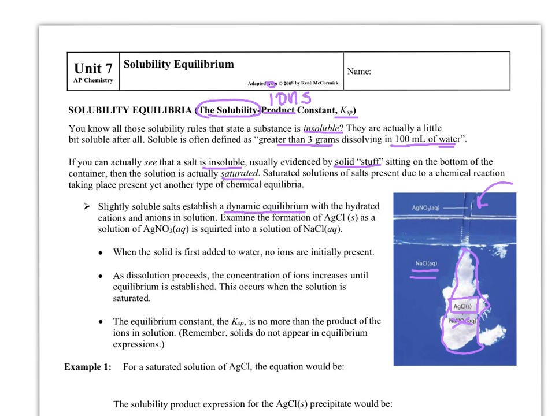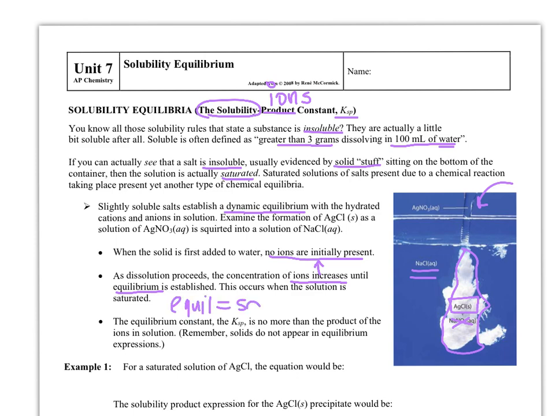When the solutes were first added to water, there are not any ions initially present. Okay, that's really important. And then as the solution proceeds, your concentration of ions is going to go up until equilibrium is established. This is really, really important. When we reach equilibrium, that is saturated.